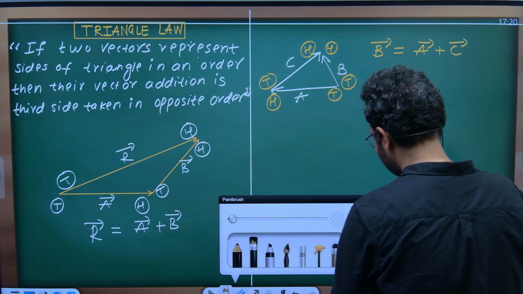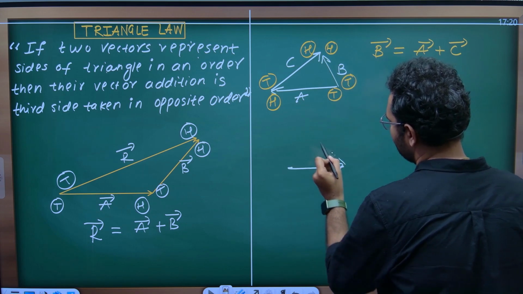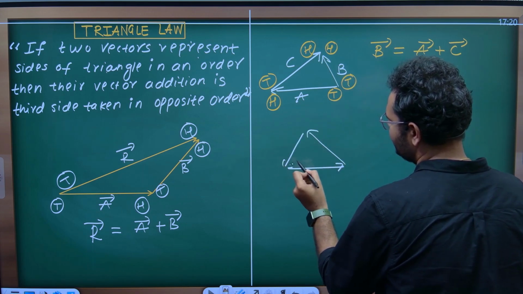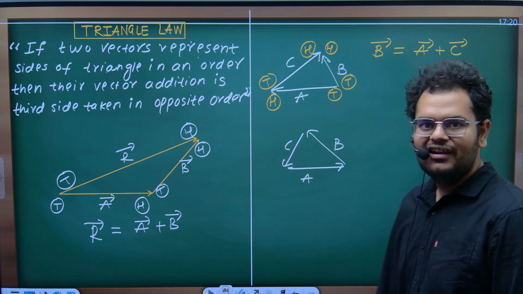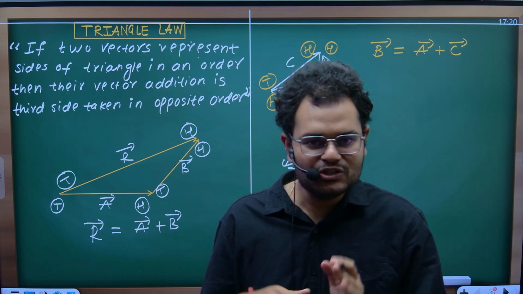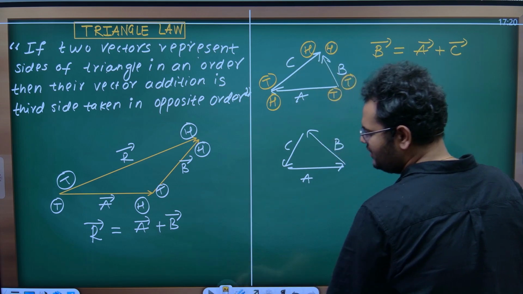Okay, let us discuss another example. Suppose I change the question, and I ask you, can you tell me the vector addition of these three, A, B and C? Now here there is one problem. Can you spot that problem? What is the problem? The problem is that everyone is following the order.